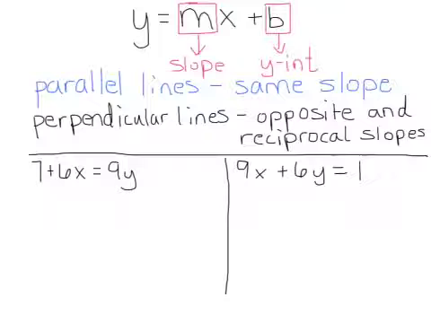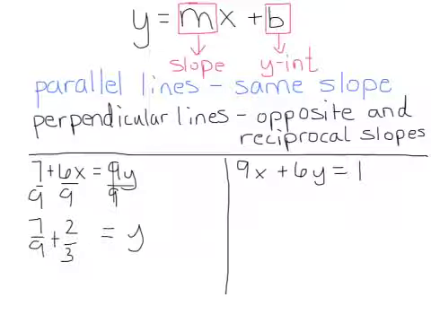In the first equation, 7 plus 6x equals 9y. To get y by itself, I just need to divide everything by 9. When I do that, y is equal to 7/9 plus 6/9 x, but 6/9 reduces to 2/3, so it's 7/9 plus 2/3 x. Remember, I did this so that I could find the slope to determine if the lines were parallel or perpendicular. So I know the slope of this line is 2/3.